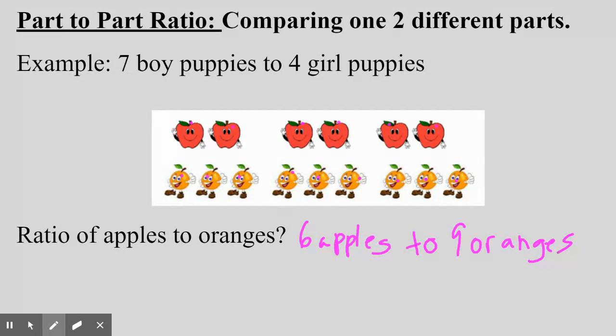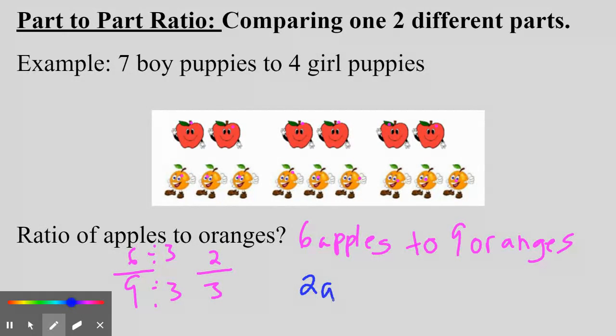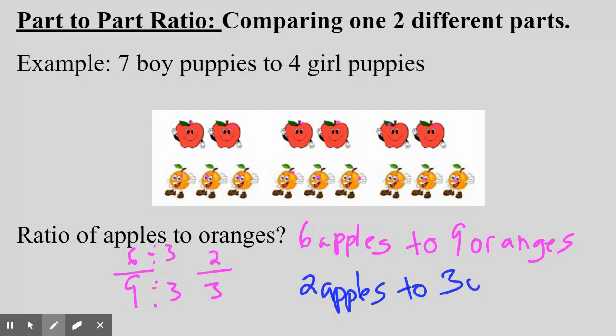So if I look at this, or even if I want to rewrite this in a fraction format, this can be simplified. This actually can be simplified by 3. That is my greatest common factor. So I'm going to divide both the top and the bottom number by 3. So 6 divided by 3 gives me 2. 9 divided by 3 gives me 3. So I would write for my ratio that we have 2 apples to 3 oranges. That would be my final answer.